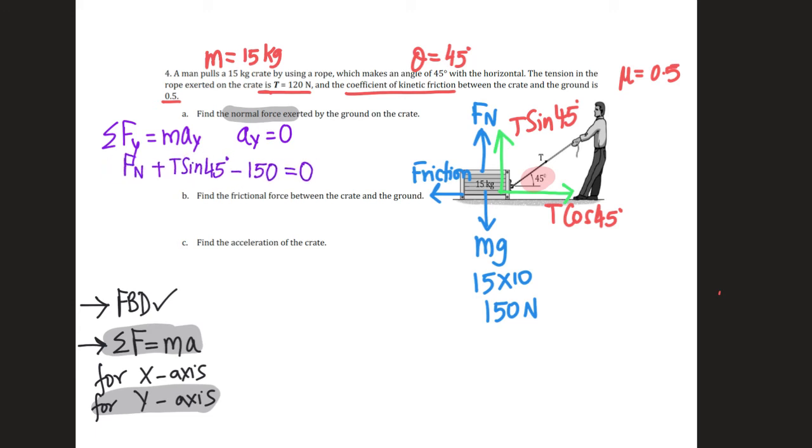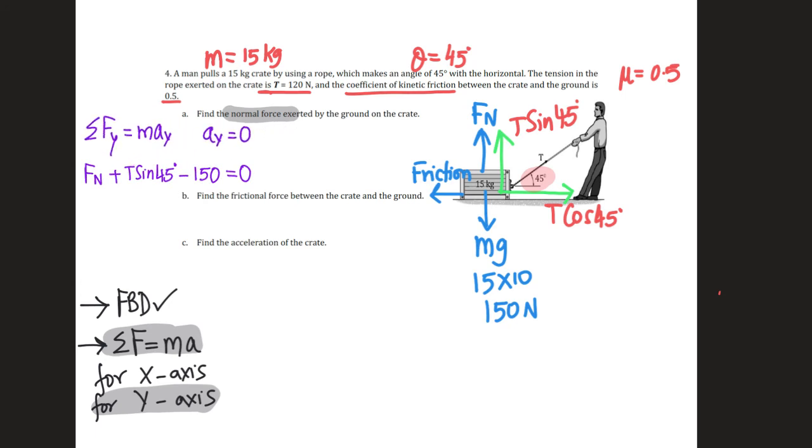Now we want to find the value of Fn. So we take T sine 45 and 150 to the other side, so it becomes 150 minus T sine 45. We can use our calculator at this point and get the value as 65 Newton.